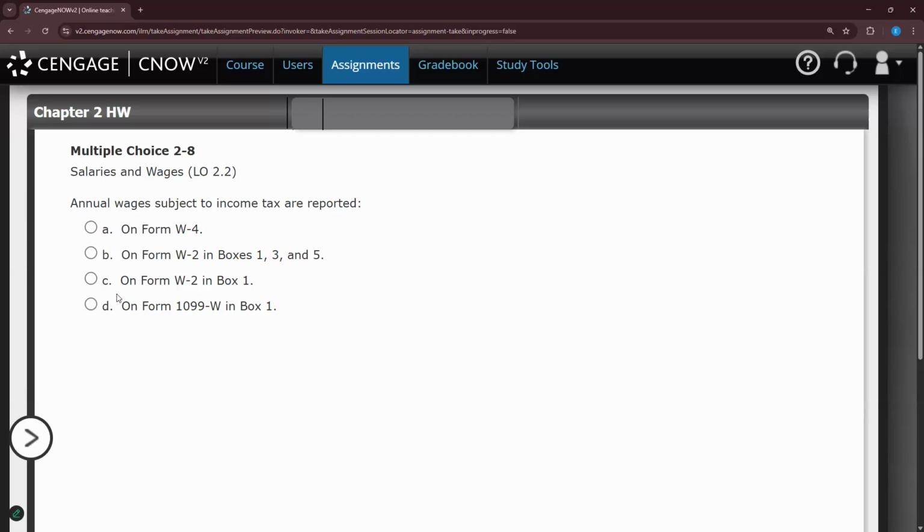Here we see it asks, annual wages subject to income taxes are reported on. So as it relates to annual wages, this is reported. It says Form W-4, we have Form W-2, and then we have Form 1099-W. So it's very important to know what the forms actually look like, so you have a better understanding of what the form is. So I'm going to pull up a Form W-2 so we can see what it looks like, and then the Form W-4. We're going to look at all of the different forms that are reported here, so you get a better understanding of what they are for.